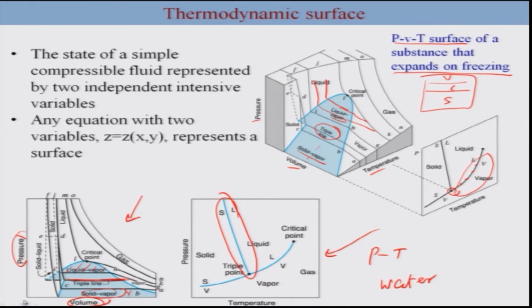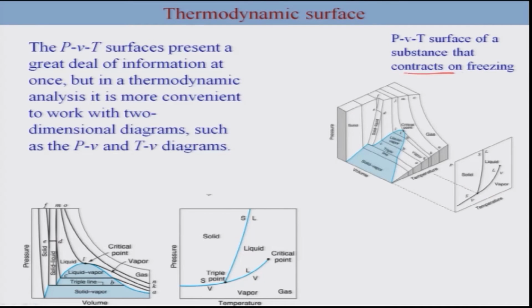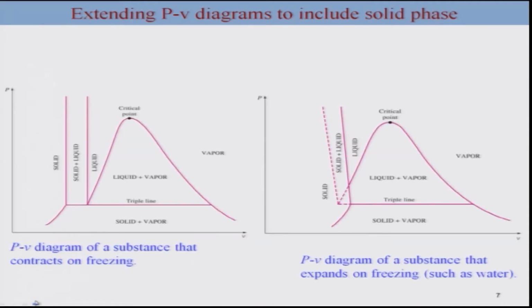But this is very complicated, particularly when you look at the PVT surface, and thus usually we don't go for three-dimensional diagrams, but rather we prefer two-dimensional diagrams. You can also use the same thing for substances which contract on freezing, which you can more easily understand from the PT diagram, where the slope for the solid-liquid coexistence line is positive. So, let us now look only at the two-dimensional plots such as the PV diagram.